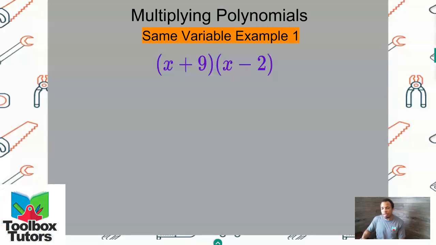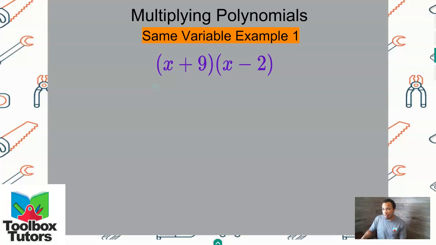So for example 1, we'll be looking at x plus 9 times x minus 2. In our first parentheses, we have x plus 9. If we're looking at these two terms, notice that they have a plus in between them, but they're not like terms. This means that we can't simplify what we have in the parentheses by adding these together. In the second parentheses, we have the same thing. x minus 2, neither one of these are like terms, so we can't combine these together.